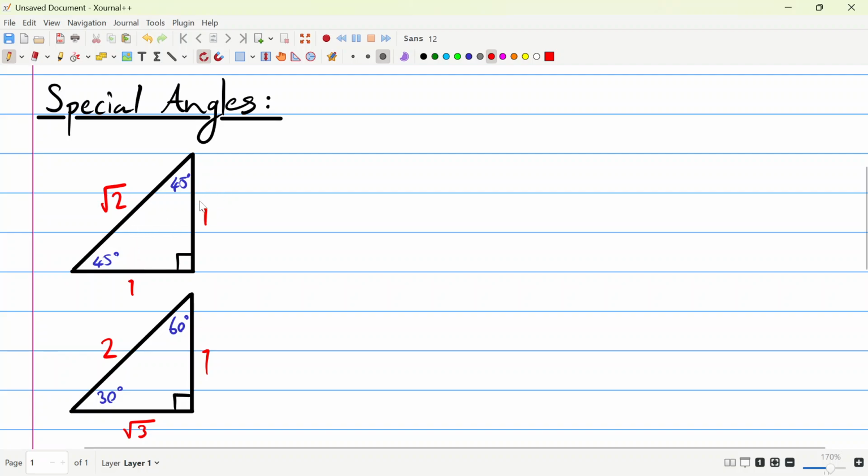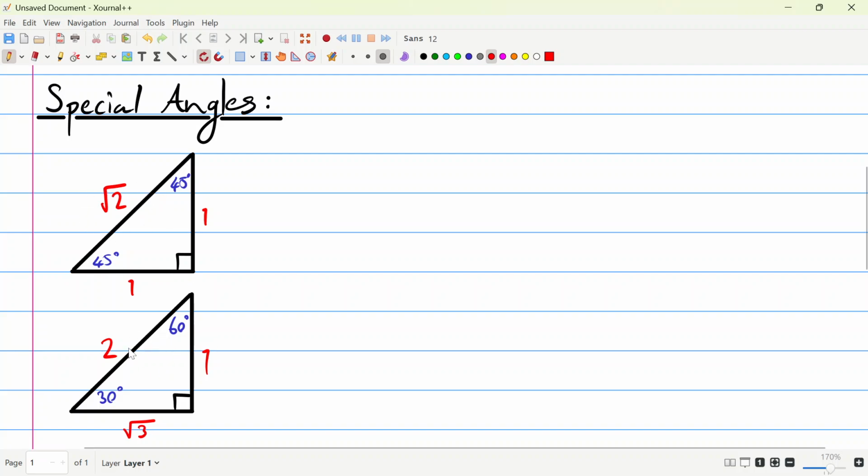Okay, so first things first, we note that all these angles add up to 180 degrees because it's a triangle, right? 90 degrees here, 45, 45. 90 degrees here, 30 and 60. The first triangle over here, it's the easiest one to remember, so it's both 45 degrees of an angle, and we have 1, 1, and root 2. It's not 2, it's root 2 for the 45 degrees.